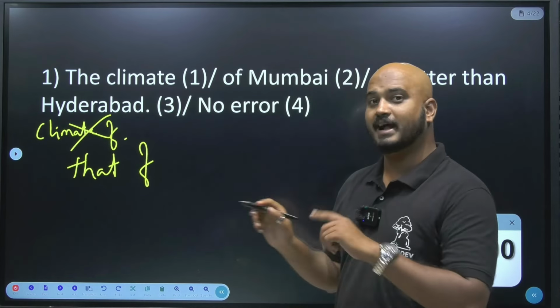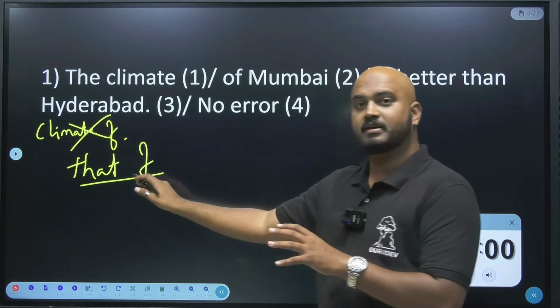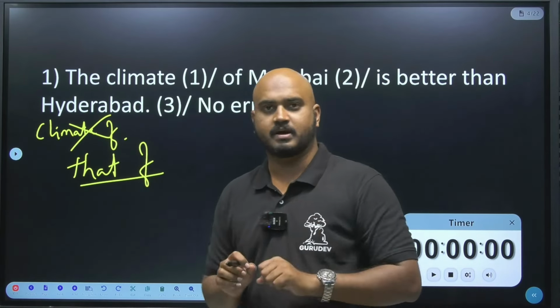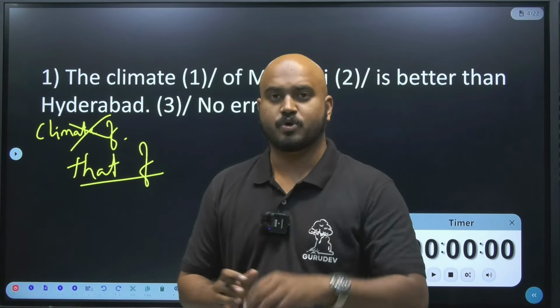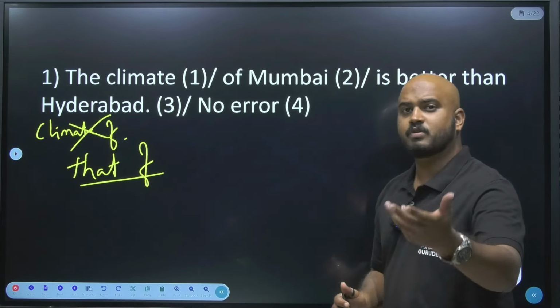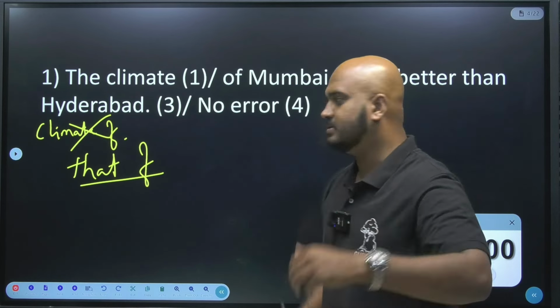Now, why did I write that of? The word that of basically refers to what? Climate. And hence, now the comparison is equal. It is based on similar lines. So, I hope this particular question is absolutely clear for you all. All right. Let me give you one more example so that you are clear with this.